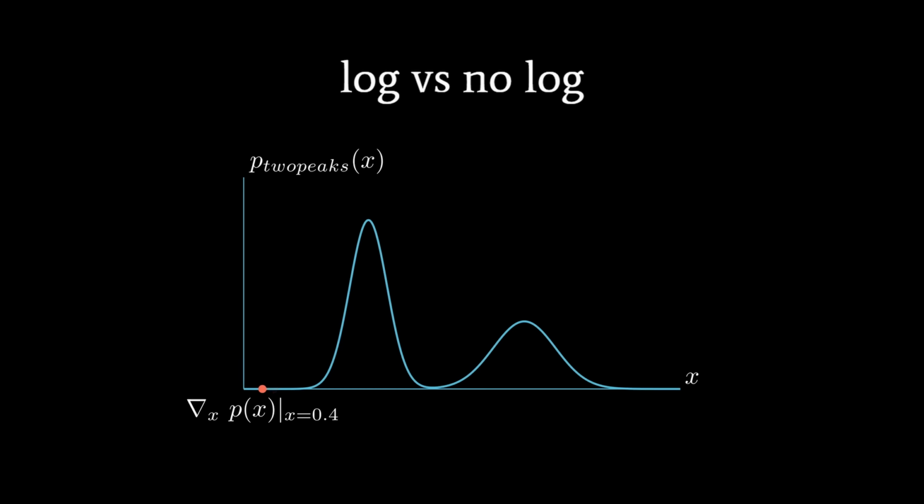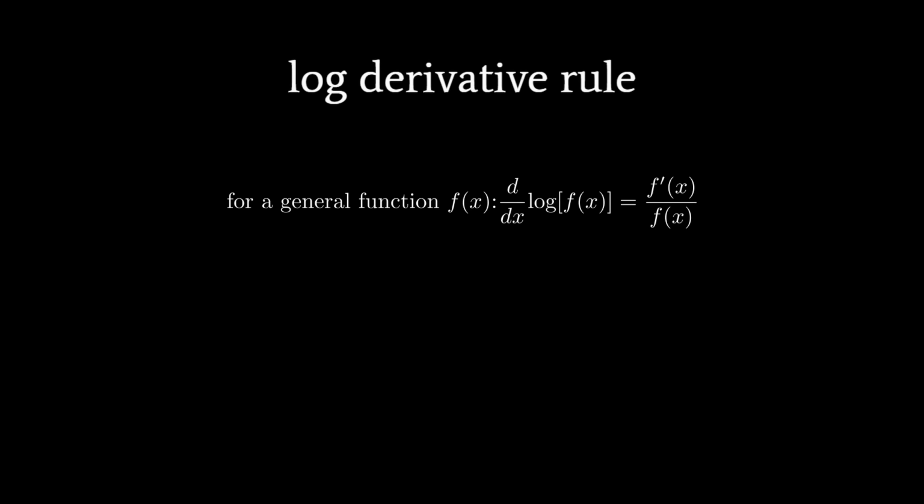But the slope of the log of the curve is actually pretty large. So adding a logarithm serves to increase the magnitude of the gradient in those regions, so you can reach the peaks of the distribution quickly. You can see this directly by applying the log derivative rule. The derivative of the log of a function is equal to the derivative of the function divided by the function value itself.